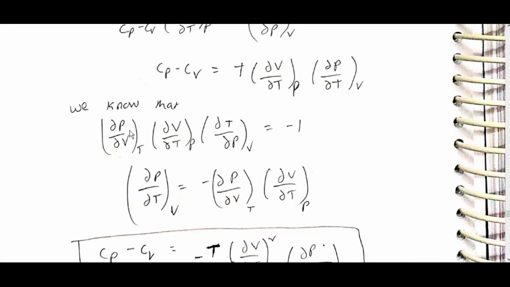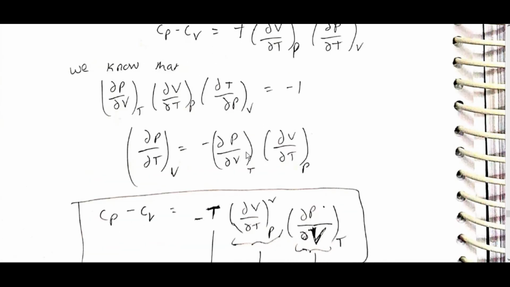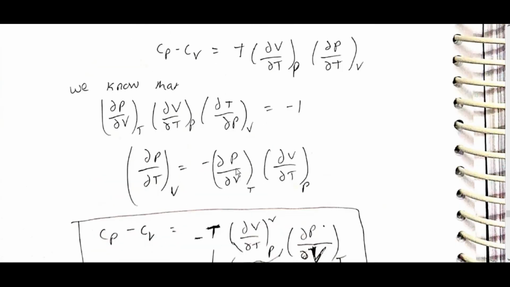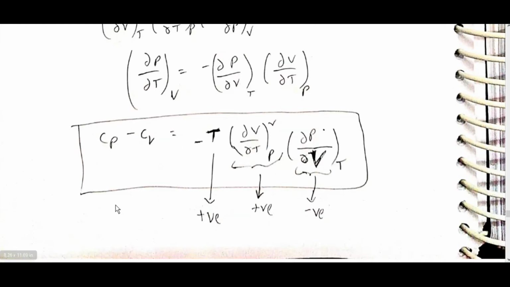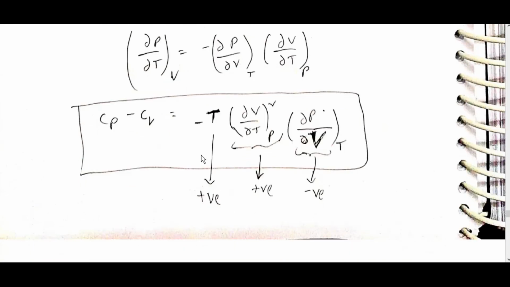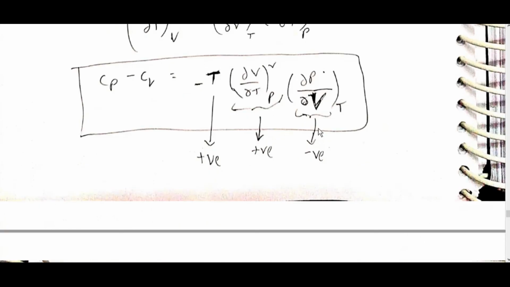We know that ∂P/∂V into ∂V/∂T into ∂T/∂P is equal to -1. Substitute ∂P/∂T at constant volume with this. Then we will get Cp minus Cv is equal to minus T (∂V/∂T) whole square into ∂P/∂V. ∂P/∂V at constant temperature will be negative, so this will be positive. Overall, Cp minus Cv will be positive. Cp minus Cv is equal to minus T (∂V/∂T) whole square into ∂P/∂V at constant temperature.